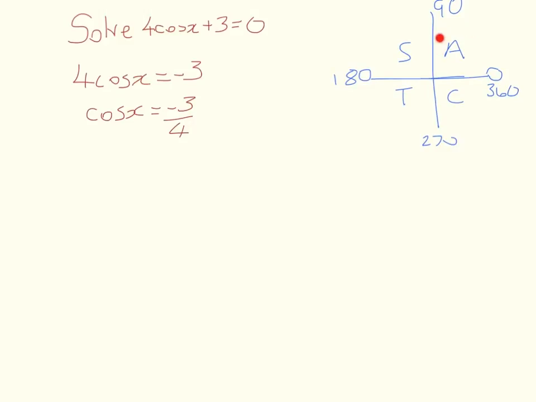In quadrant 1, all the trig functions are positive. So I'm looking for cos is negative, so we're not going to use this one. In quadrant 2, only sine is positive, the others are negative. So that means in quadrant 2, cos is negative. The same goes for quadrant 3. Okay, so we're going to be working within quadrant 2 and quadrant 3.